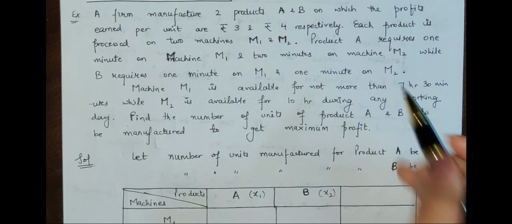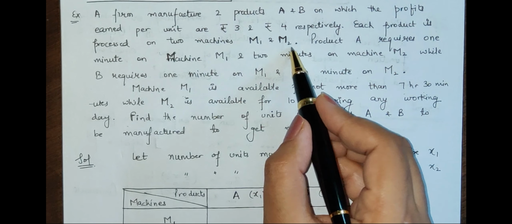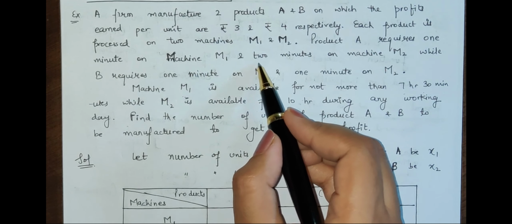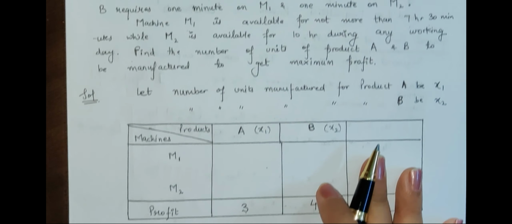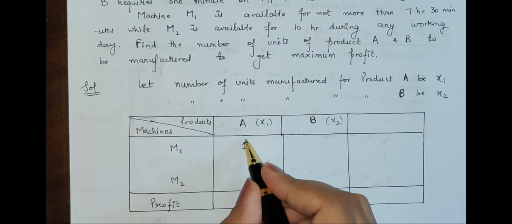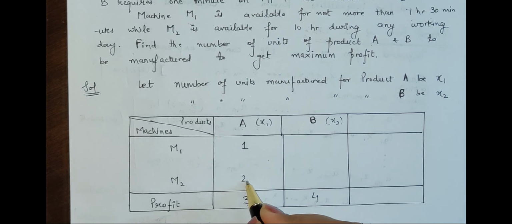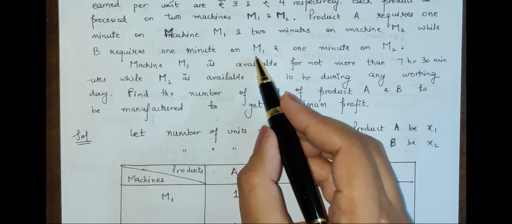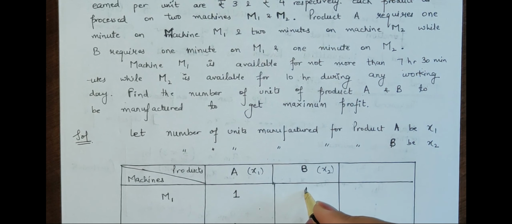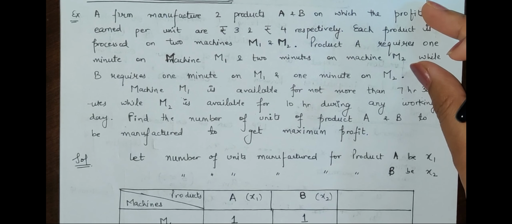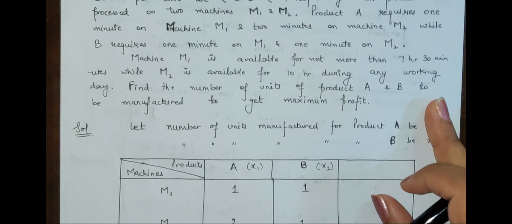Now each product needed some time on two machines. Product A requires 1 minute on machine 1 and 2 minutes on M2. So let us write this information. Product A requires 1 minute on machine M1 and 2 minutes on machine M2. Similarly, B requires 1 minute on M1 and 1 minute on M2. So we write 1 over here and 1 over here. We have already written down this information in the table. Now we come to the next part.